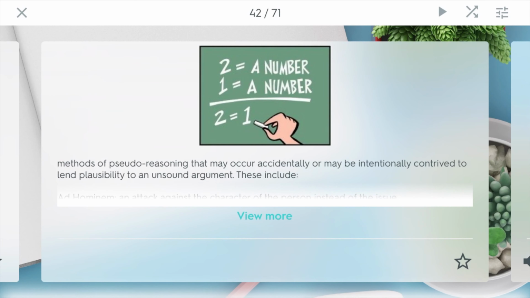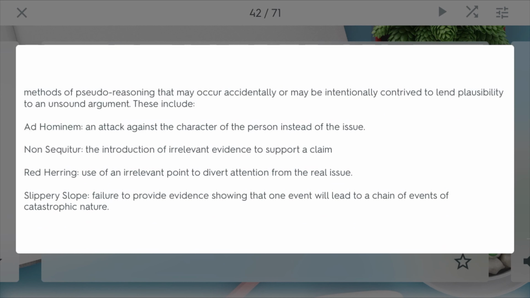Logical fallacies are methods of pseudo-reasoning that may occur accidentally or may be intentionally contrived to lend plausibility to an unsound argument. These include ad hominem, which is an attack against the character of the person instead of the actual issue. Non sequitur: this is an introduction of an irrelevant evidence point to support a claim. Red herring is the use of an irrelevant point to divert attention from the real issue. And slippery slope is a failure to provide evidence showing that one event will lead to a chain of events or catastrophic failure.